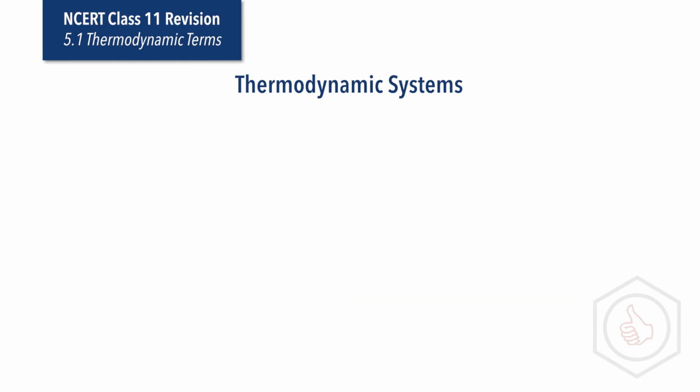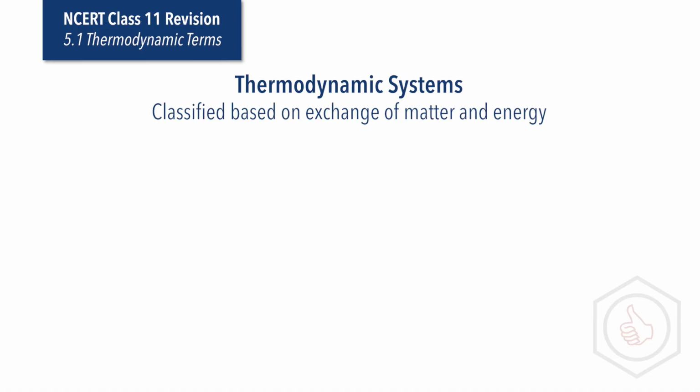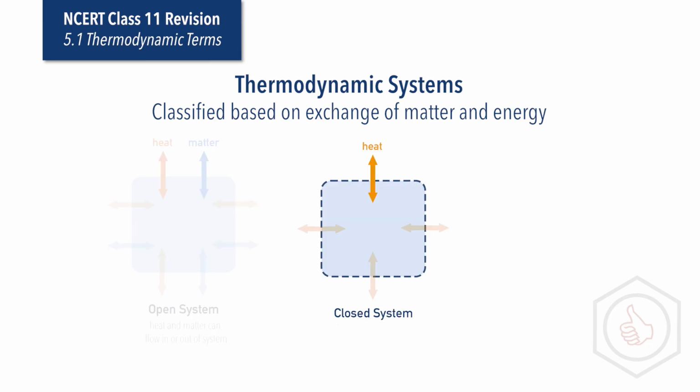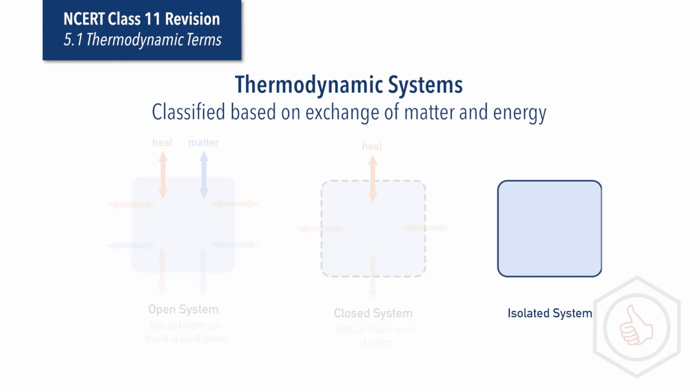Thermodynamic systems are classified based on the exchange of matter and energy. An open system is one where heat and matter can flow in or out of the system. A closed system is where heat can flow in or out, but matter can't. And an isolated system is where no heat or matter can flow in or out of the system.